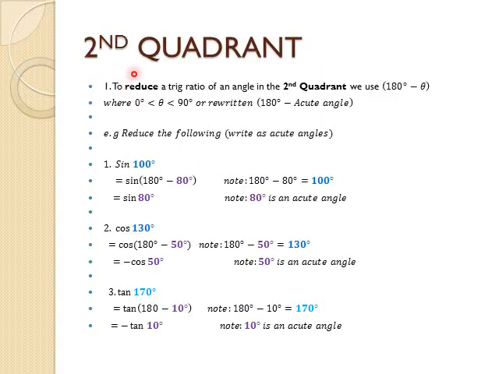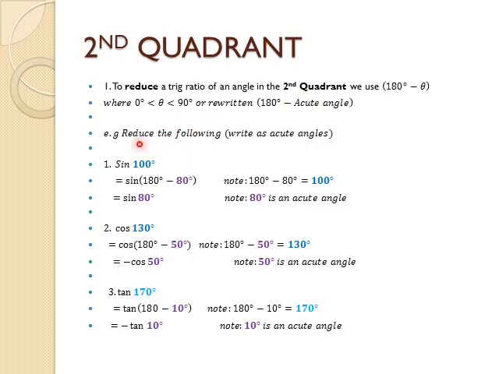Now you see I start with the second quadrant because in the first quadrant everything stays positive. So to reduce the trig ratio of an angle in the second quadrant, we'll always use 180 minus the acute angle theta. Theta must be less than 90 and bigger than 0 degrees, meaning 89,99 going to 0,001, whichever way you want to. 180 minus an acute angle. We know it's the second quadrant, so the angle must fall between 90 and 180 degrees.